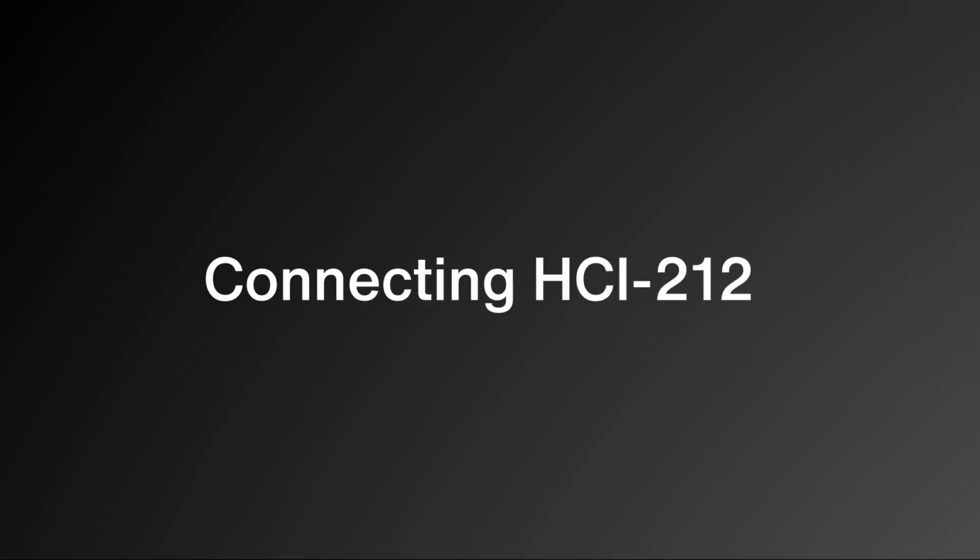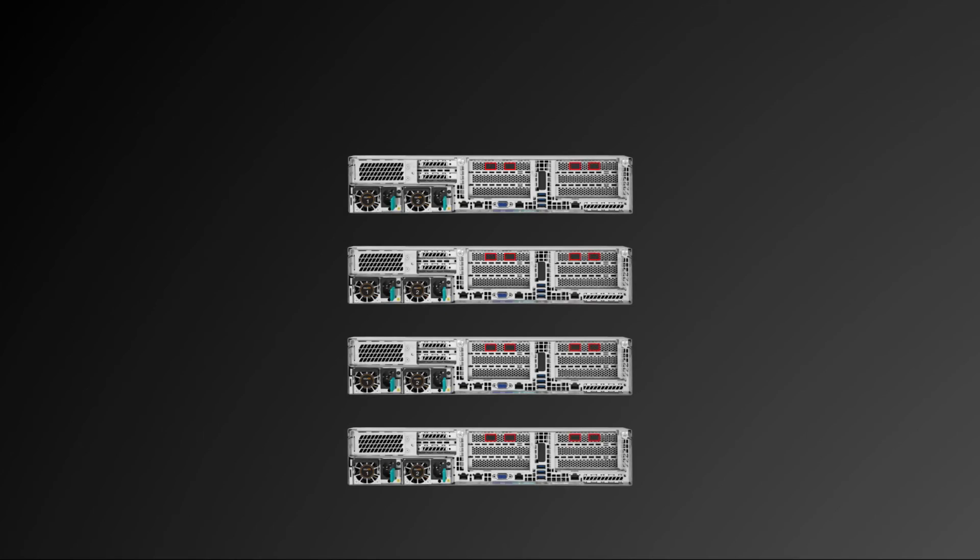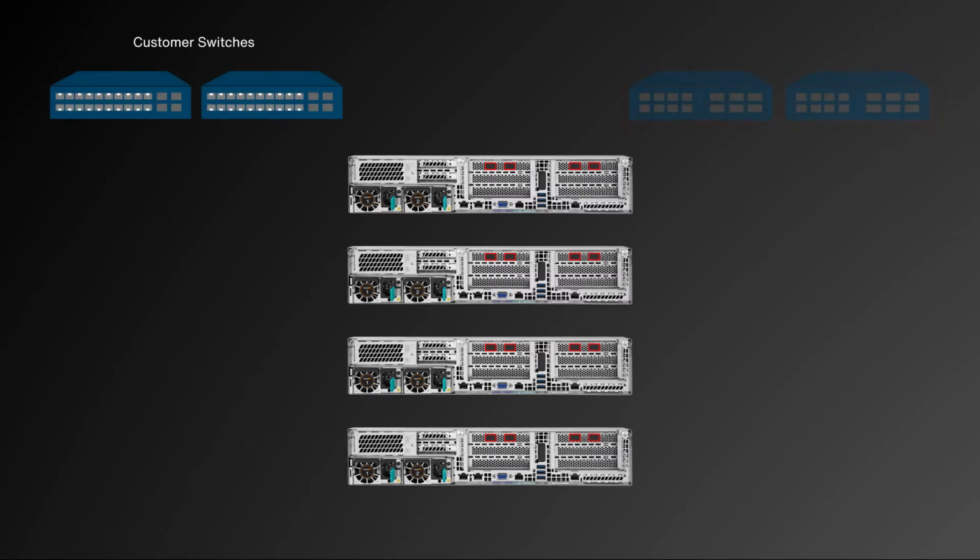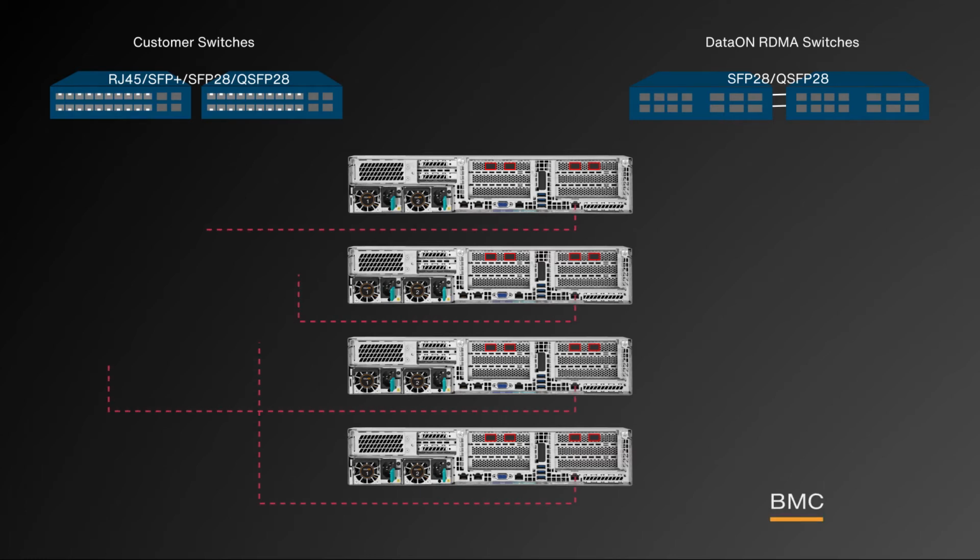Now let's take a look at the cabling for each type of port using a 4-node cluster scenario. First, we will illustrate two customer network switches and two RDMA-capable switches from DataON running at either 25, 40, 50, or 100 gigabits. For simplicity, we will assume the customer switches will have RJ45 and SFP+, and optionally SFP28 or QSFP28 ports available. For the BMC, we will run Cat6 cables from the dedicated BMC port to the switches.